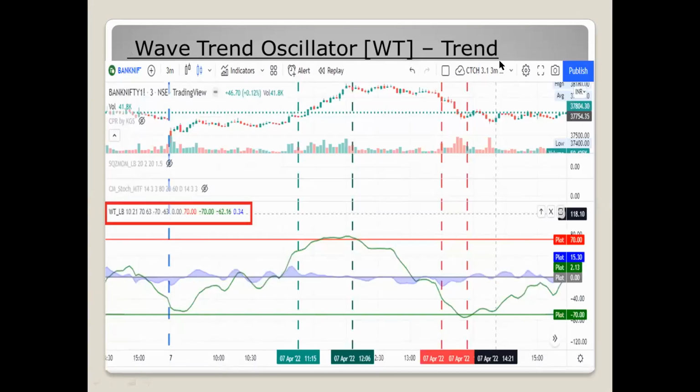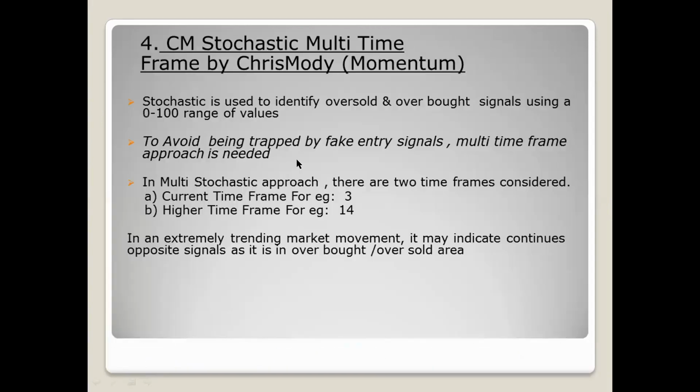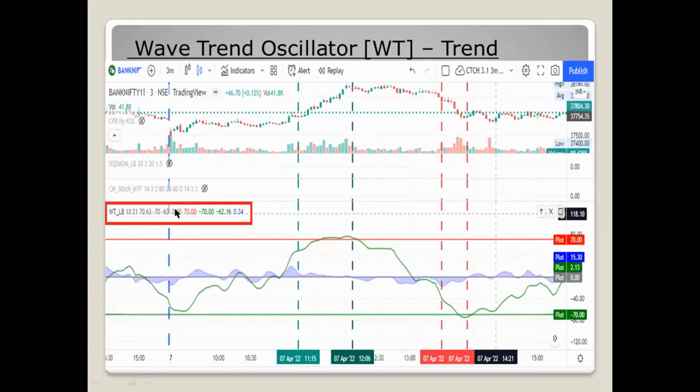I will show you. This one is the wave trend. You can see the green line. Here in this example, you can see the market, there is a big green candle. After that, there is a small retracement. At this area, wave trend is also now going flat. So for safe traders, this is an area of interest.